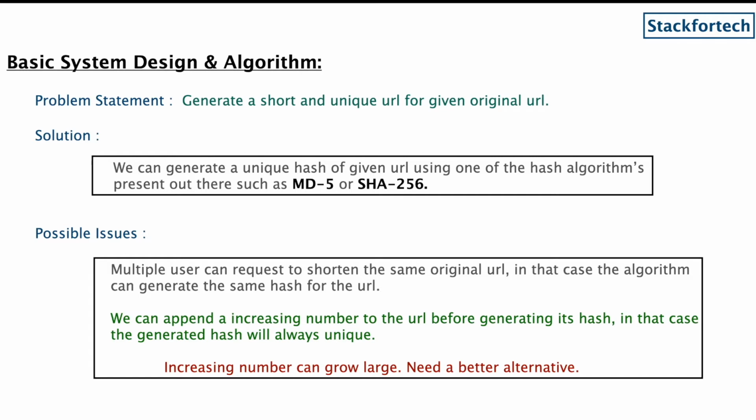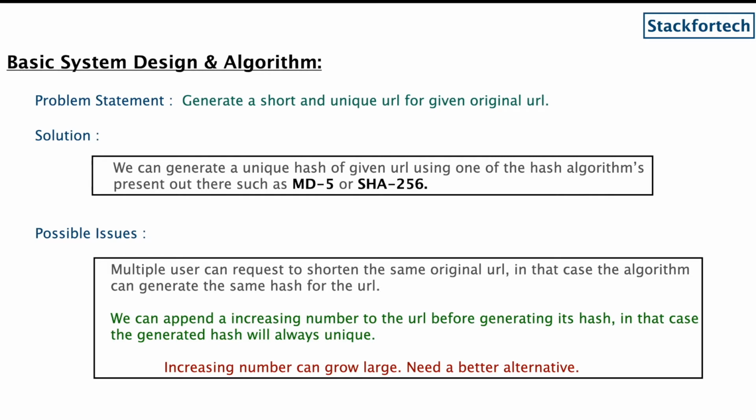So what we can do is we can go ahead with multiple different approaches, right? We can make use of an increasing number sequence. Before generating the hash, we can append that into the original URL and then generate the hash. There are multiple approaches we can follow, but we have to make sure that whatever approach we follow to make the URL unique each and every time should not cause an extra overhead. Like here, if we append an increasing sequence number, that sequence number can grow large, and we need a better alternative than using a straight away increasing number sequence. So we will be seeing what we use in our application.